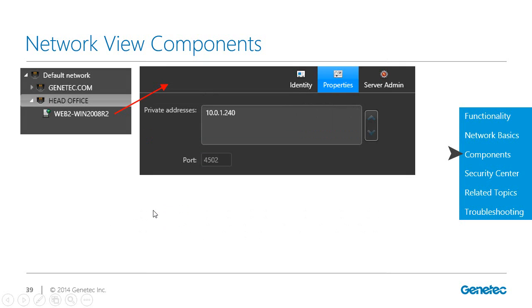Okay, the next component of the network view that we need to look at are the servers here. Now, servers aren't created in the network view, but are created in the system automatically whenever we install a machine with the Genetec server software and connect it to the main server.